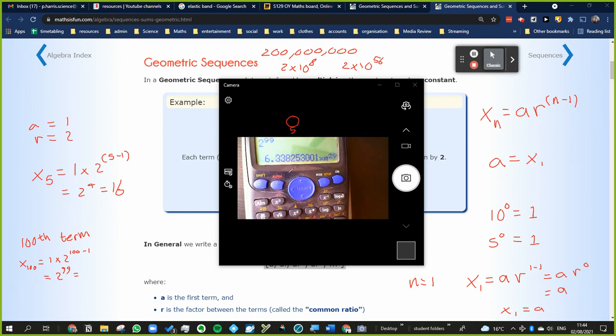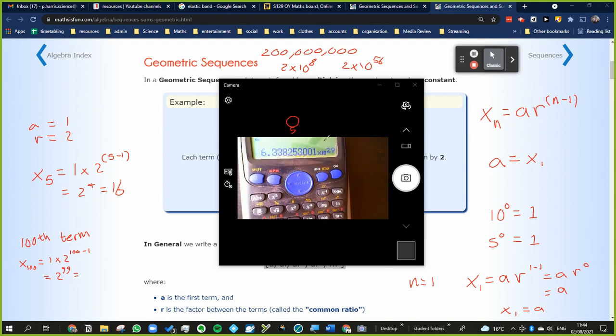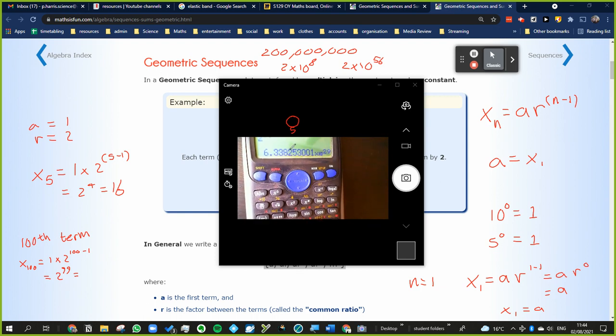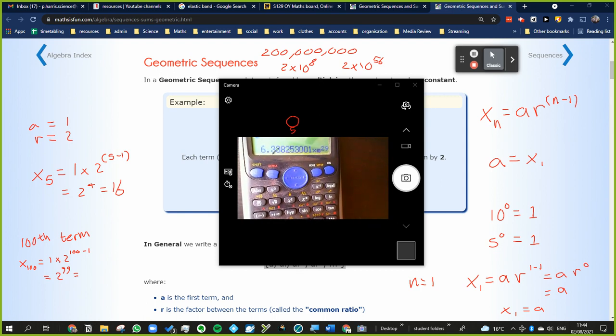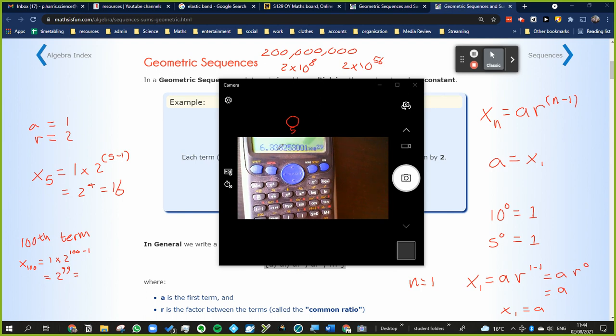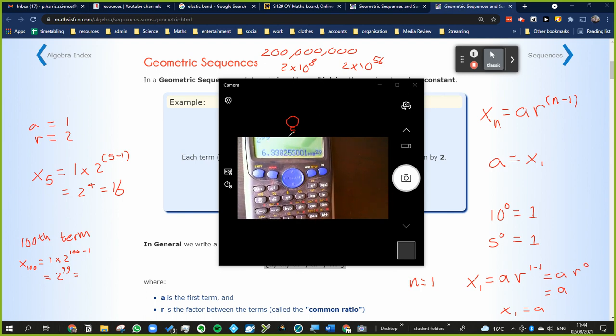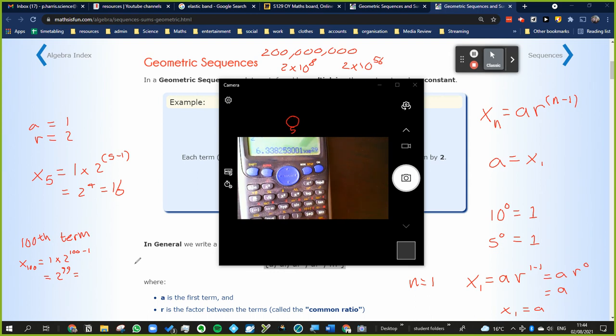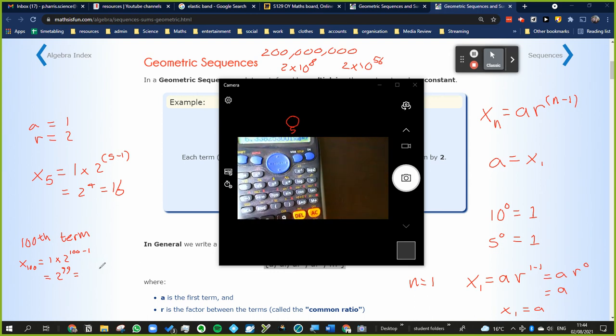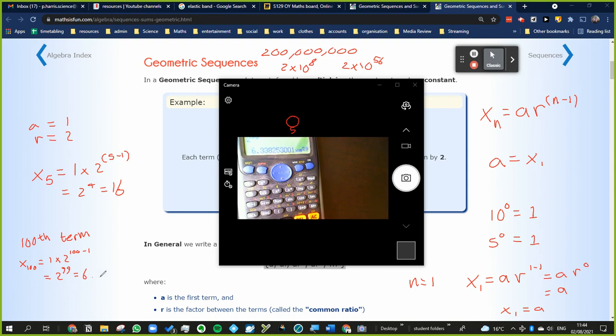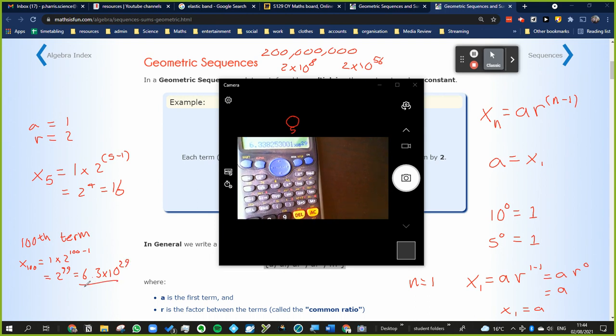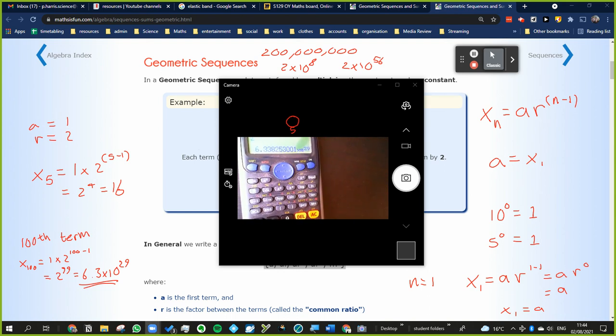So a very large number. It's got all these decimal places, but if you were to write all those numbers out, essentially, rounding up, it would be 6.3 and then 28 more zeros. Or if you want, just 6 and then 29 zeros. So a very, very large number, and that would be our nth term. Let's just write that down here. So I'm going to put 6.3 times 10 to the power of 29. That'll be our 100th term in this sequence. All right, let's just stop the video there.